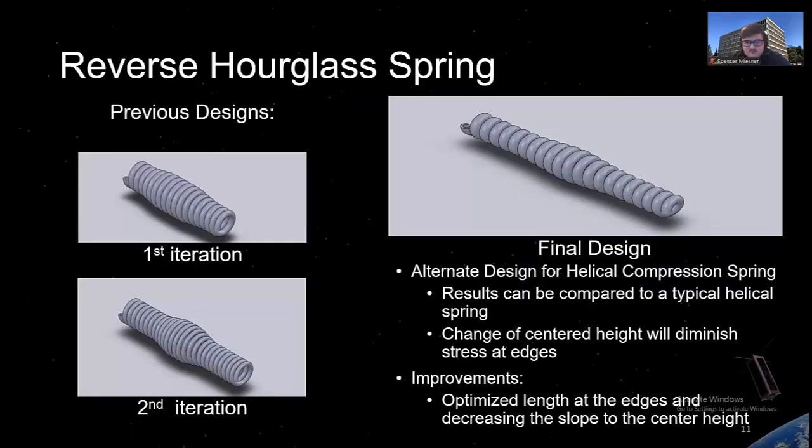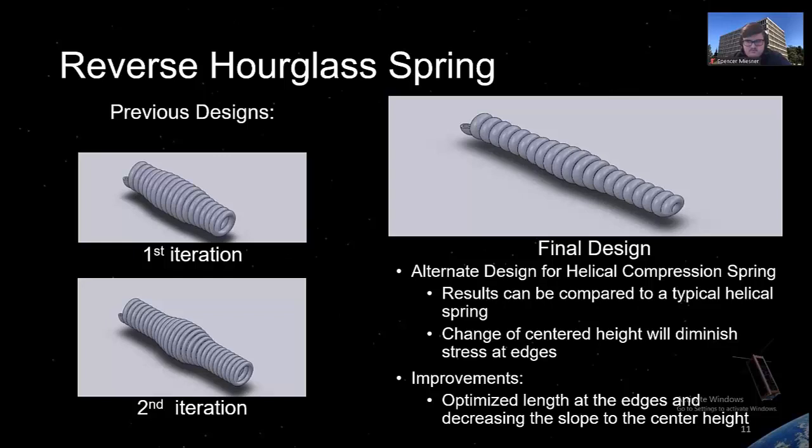For my design, I decided to go with the reverse hourglass spring. The reasoning behind my design is its similarity to a normal helical compression spring. Since the graduate students that are working along with us are studying a normal helical spring, I decided that a small geometric difference at the center of the spring would allow for a comparison of the performance, to see how changing the height at the center of the spring would show differences in its performance. Also, by changing the center height of the spring, it's hopeful that it will diminish the stress at the edges, which is connected to the CubeSat, at the cost of its own flexibility.